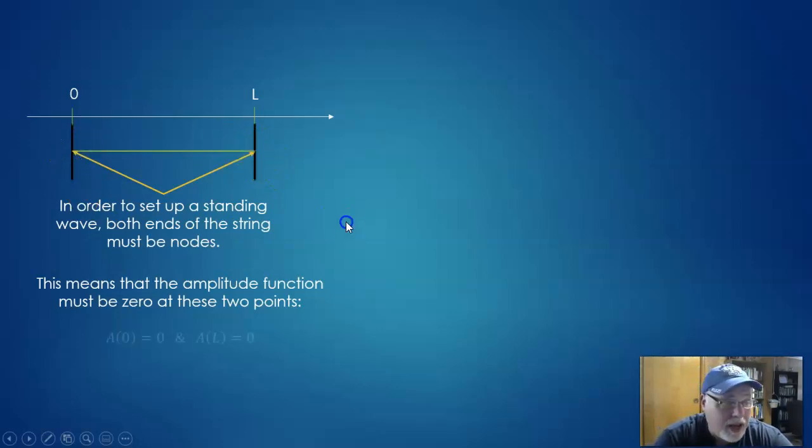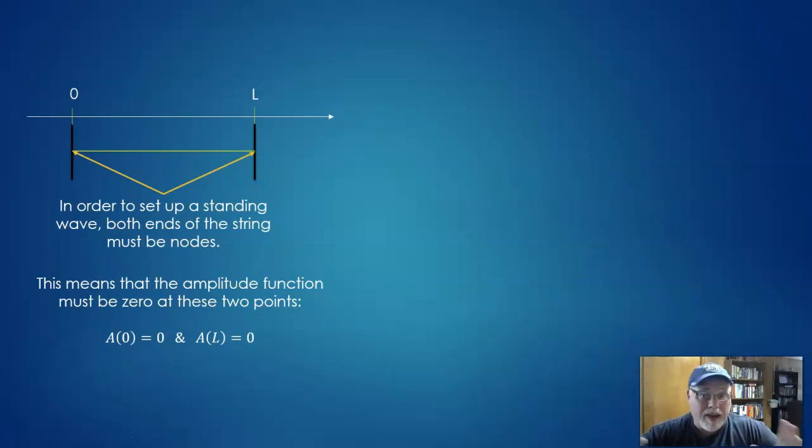If we were to calculate the amplitude function at 0, it's going to have to give me 0. And if we calculate the amplitude function out here at L, that's also going to have to give me 0. Okay, so you can see how we're already starting to limit what our A of x can be. It's got to give us specific values at specific places.